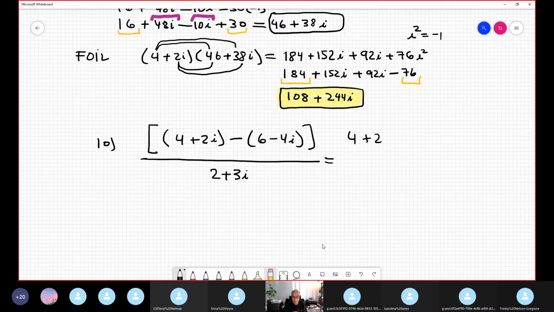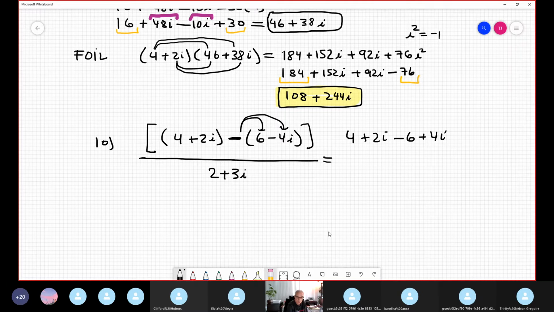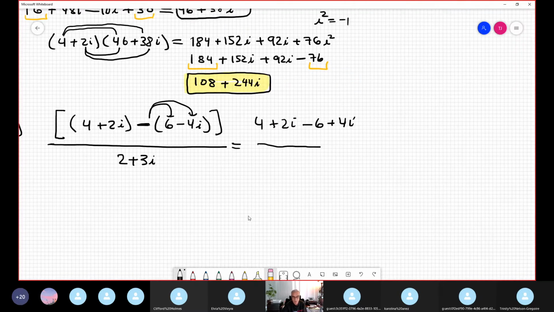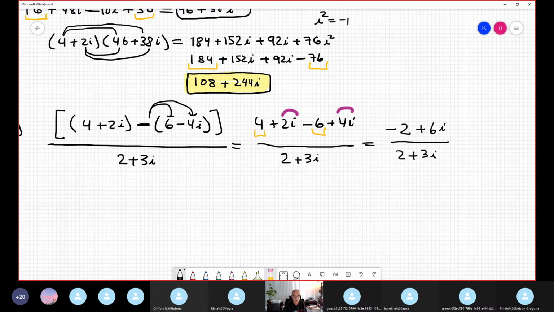I copy 4 plus 2i, minus 6 plus 4i, because this minus affects both terms inside the subtraction. This is the minus sign and this is the subtraction. Okay. So now I just copy and paste the denominator because I'm not working with it. Now combine like terms. Let me see, real is negative 2. Imaginary is positive 6i, divided by 2 plus 3i. So I finish the top part. The top part is okay.